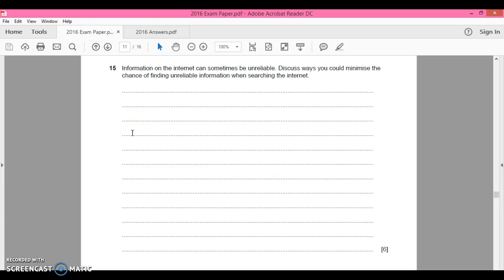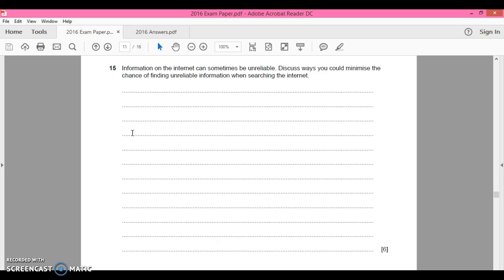Now, this next question is a 6-mark question. Okay, now, firstly, as I always say, and I will continue to say, the most important thing to do is read the question properly. Don't be frightened by the fact it's a 6-mark question and it's asking you for searches on the internet.